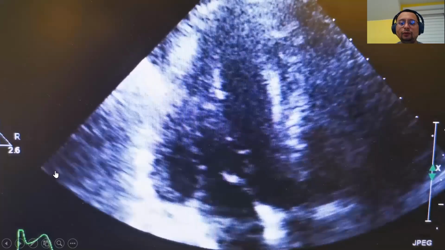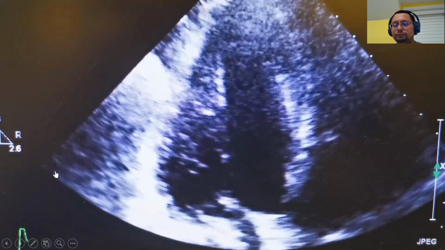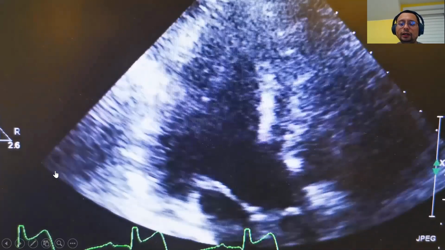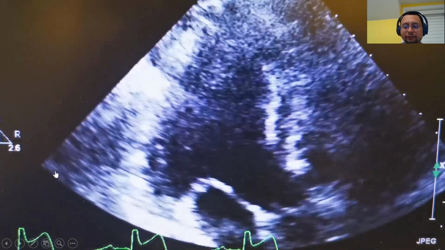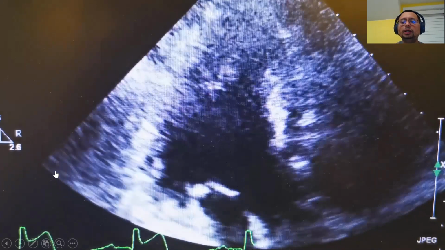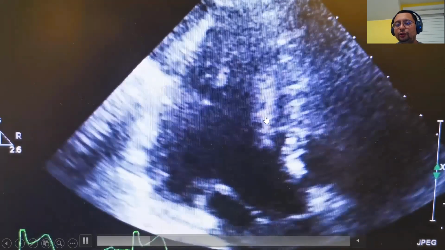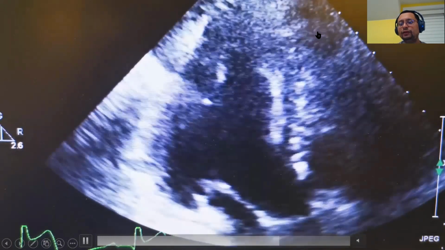Now let's look at the second one. This is the apical four-chamber view. In Mayo Clinic, the apical four-chamber view is inverted from the rest of the world. The left ventricle in a Mayo view is on the left side of the screen, and the right ventricle on the right side.